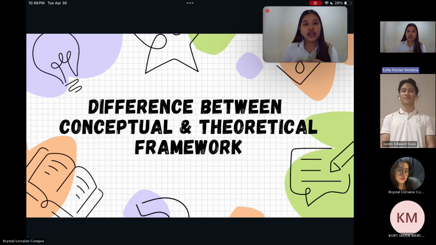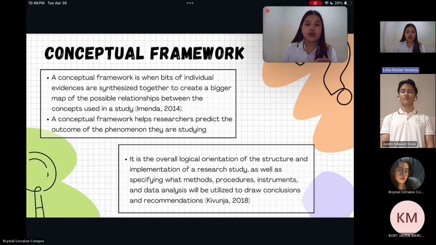We are here today to present the difference between a conceptual framework and a theoretical framework, as well as our conceptual framework for our study about utang na loob. First, let's talk about conceptual framework.